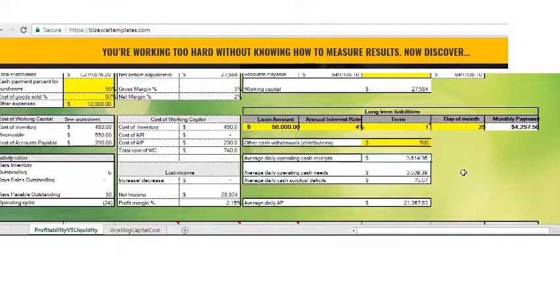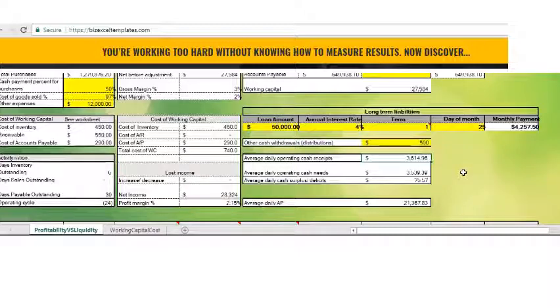And then we see our average daily operating cash receipts is $3,614 and average daily operating cash needs is $3,539. This gives us an average daily surplus of $75.57. Now here's the warning.